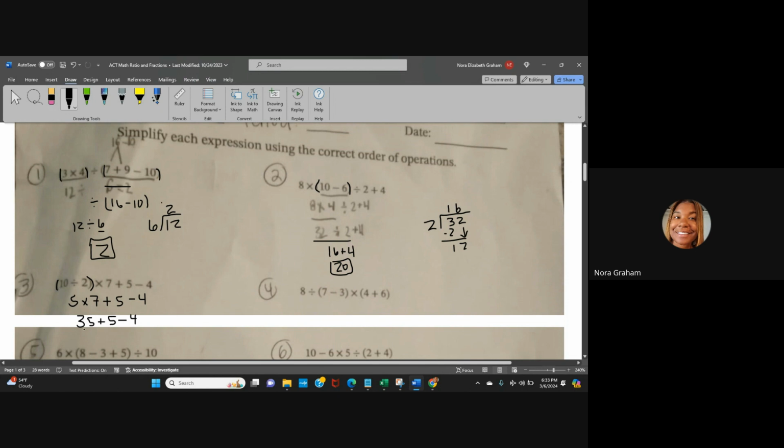Okay. Now that I have addition and subtraction, I'm just going to move from left to right. So when I move from left to right, I'm going to get 35 plus 5 is 40. And again, I'm showing every line of work. Minus 4. 40 minus 4. That's going to give me 36.